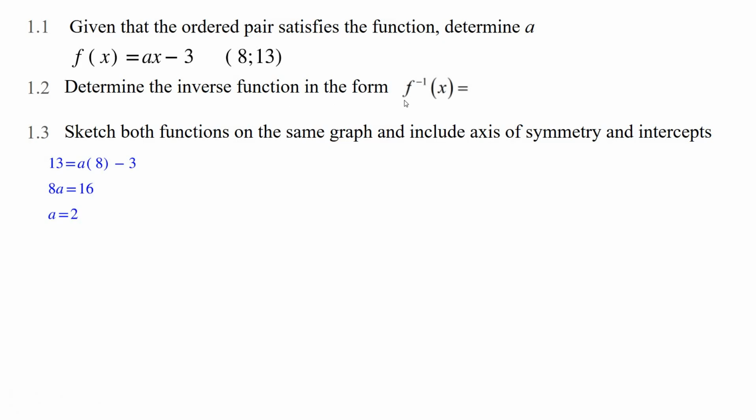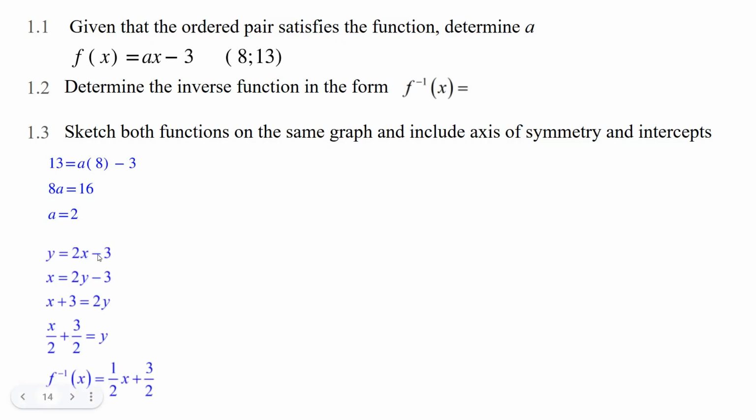Now find the inverse function in the form f minus 1 of x. How do you find an inverse? Well, first you turn it into y equals. And then you switch x and y every time. Then you make y the subject. Add 3, and then divide everything by 2.